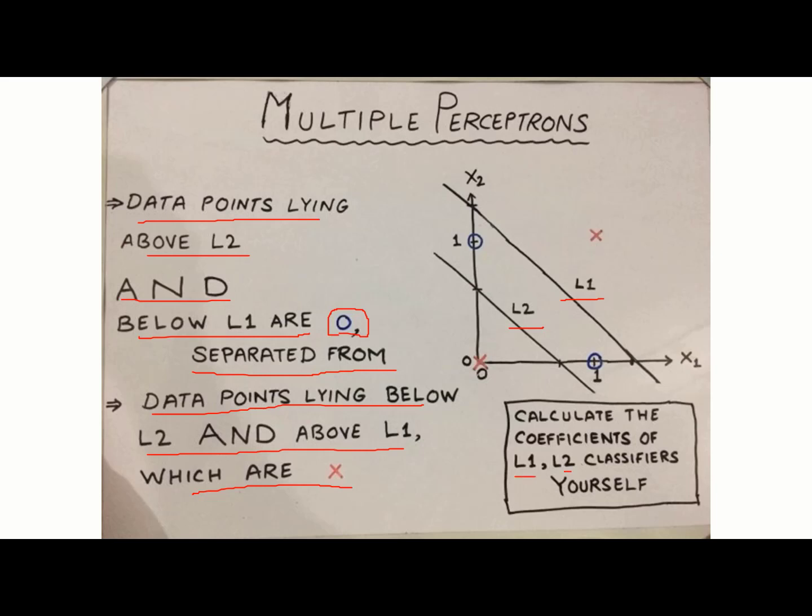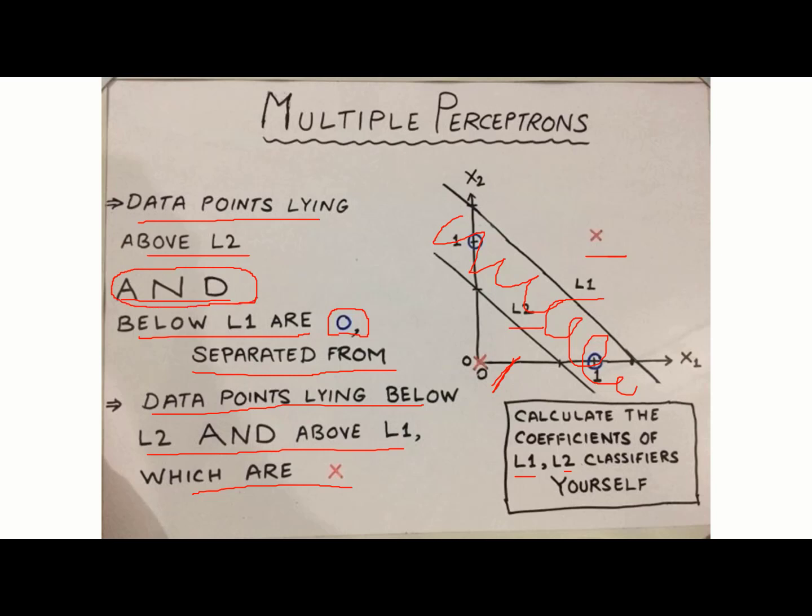So in a sense, we have defined 2 regions. One of them is here between L1 and L2. And all the data points which belong to this region have one label, and the data points which are outside this region have a different label. And the important thing over here is this AND logic.